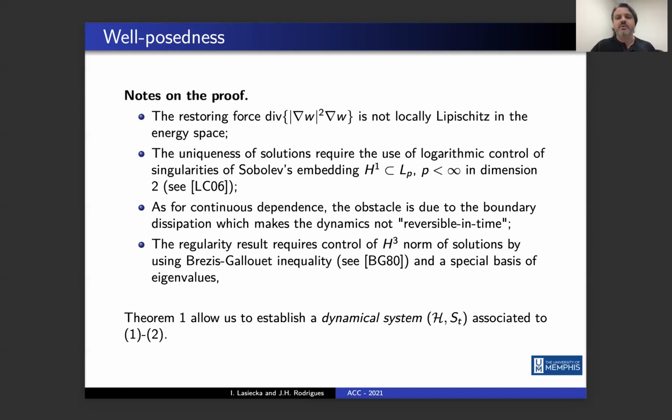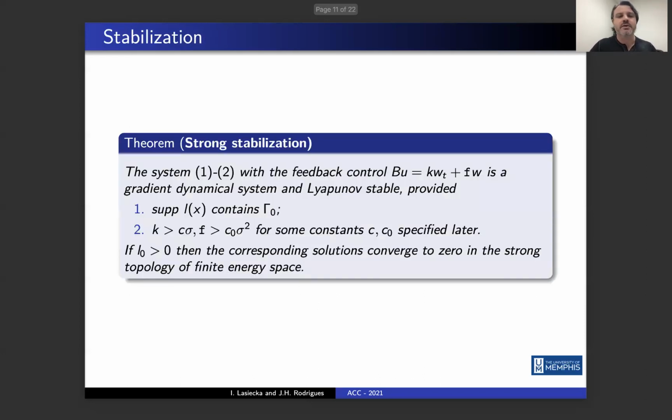At this point, we have established a dynamical system associated with solutions of system 1-2. Regarding the stabilization of this dynamical system, our first result follows. We assume that the control operator B has the following expression. In that case, the dynamical system will be of gradient type and Lyapunov stable provided that the dissipation mechanism covers the whole structural wall, and also the following relation between the coefficients holds.